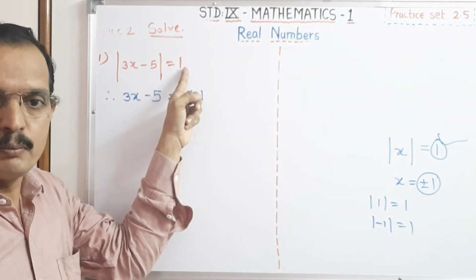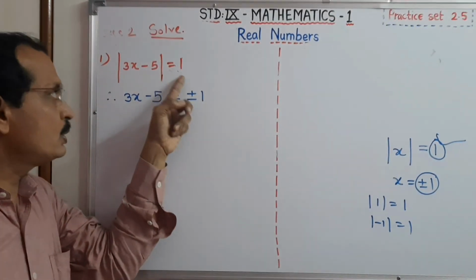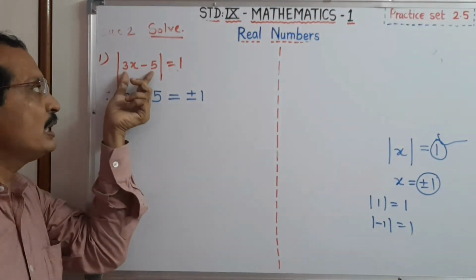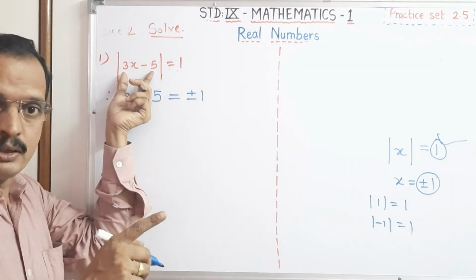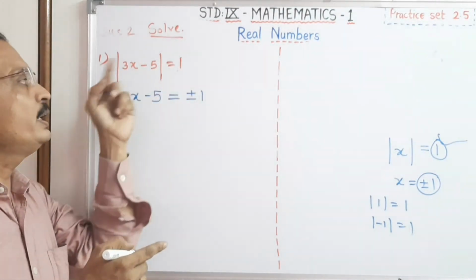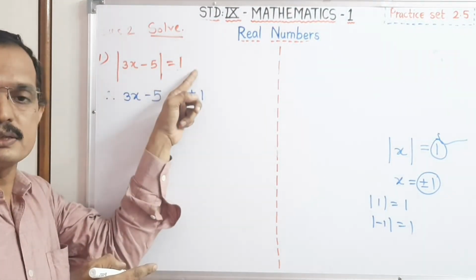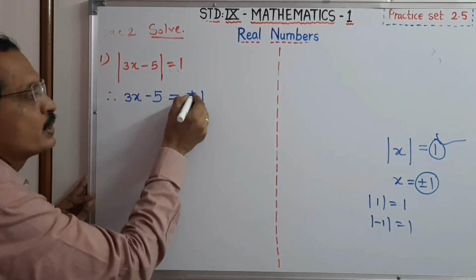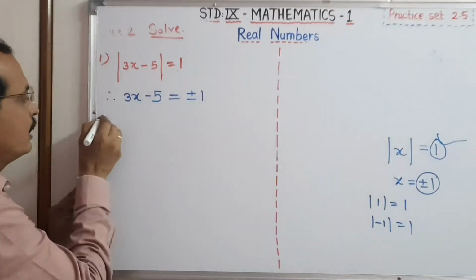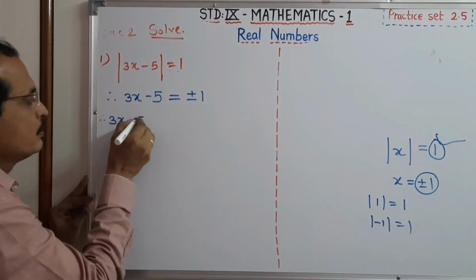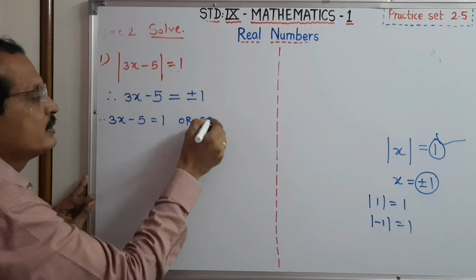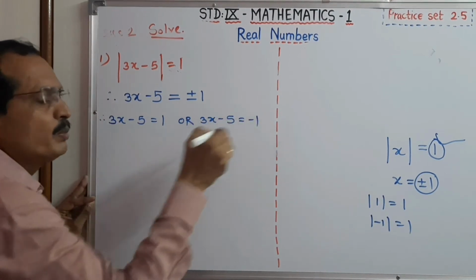Got it? Remember this. The absolute value of this number is 1. That means if this value is plus 1, then we will get the answer as 1. If it is minus 1, then we get the answer as 1. Therefore, we have to assume that this 3x minus 5 is equal to plus or minus 1. Therefore, 3x minus 5 is equal to 1, or we can say that 3x minus 5 is equal to minus 1.